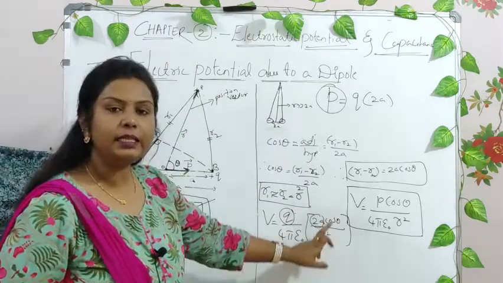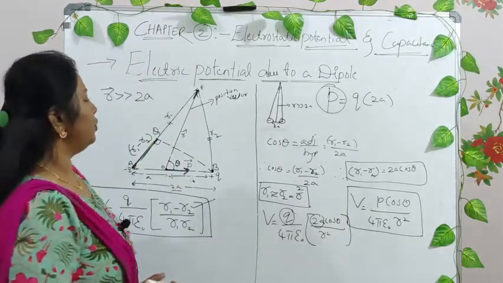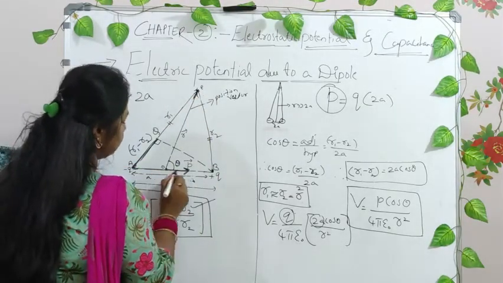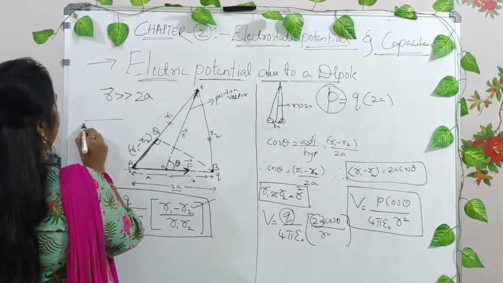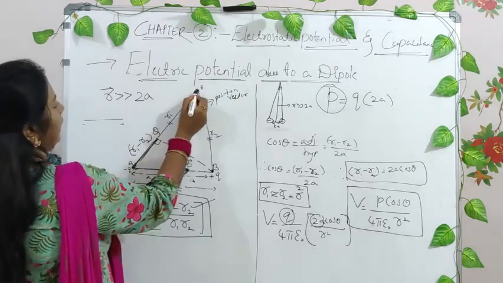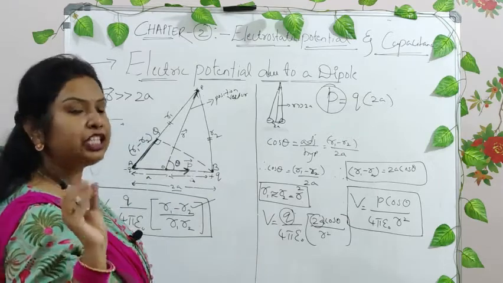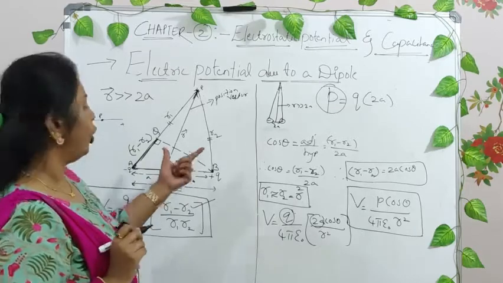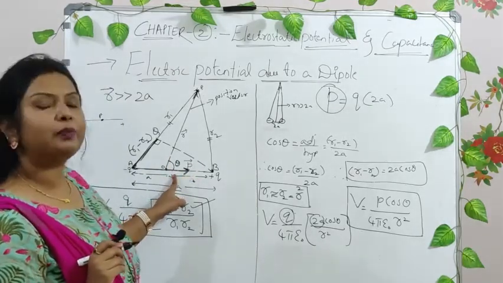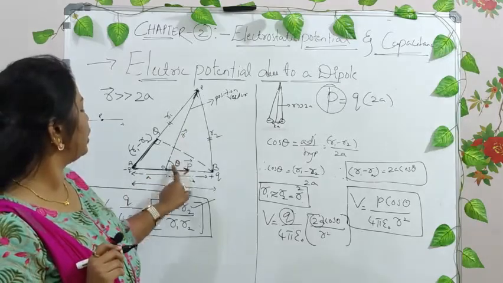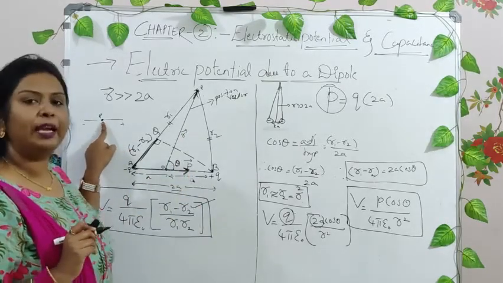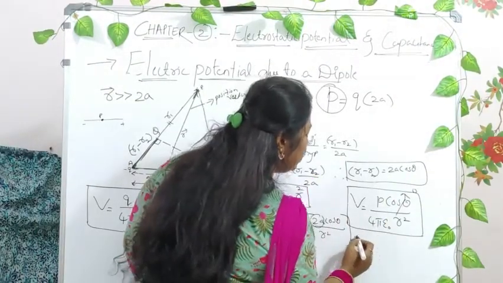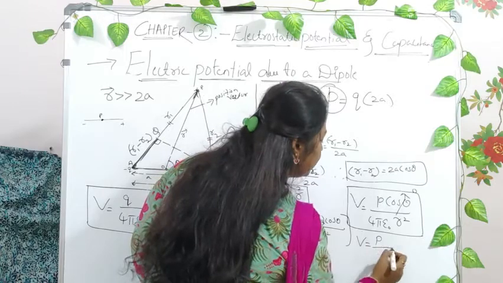Did you follow all these things, right? Now if this point lies exactly on the axis, say for example this is a dipole, negative and positive, and you want to find the potential at this particular point P lying on the axis, what is the angle made between the position vector and the dipole moment? It will be 0, so cos theta is 1, and you get maximum potential at that particular point.